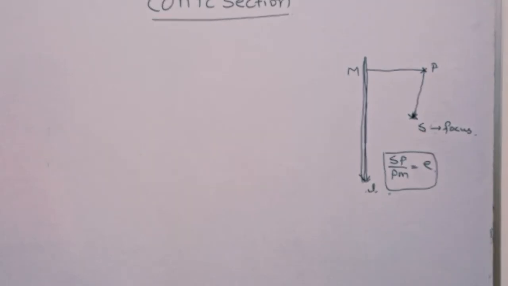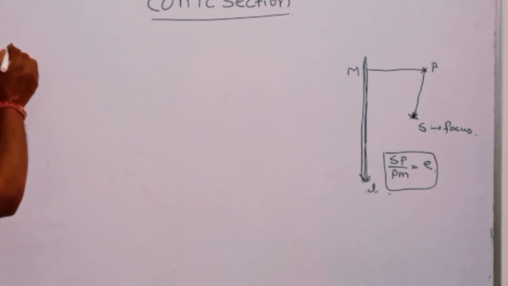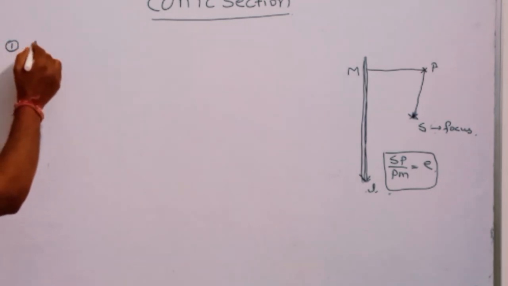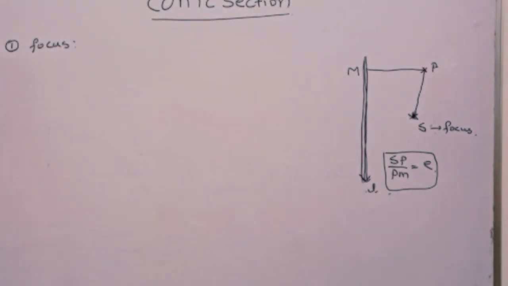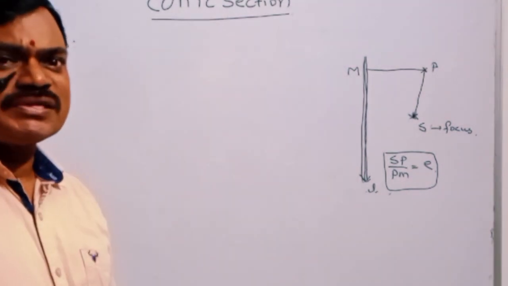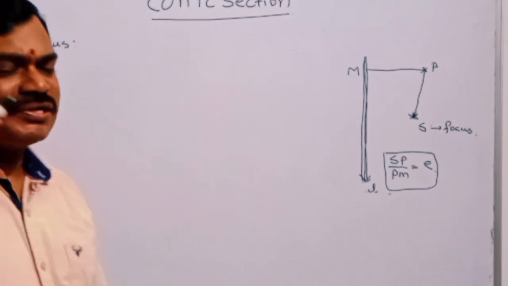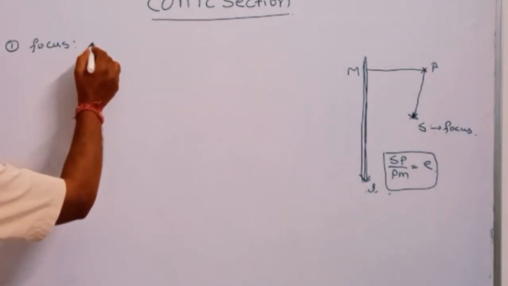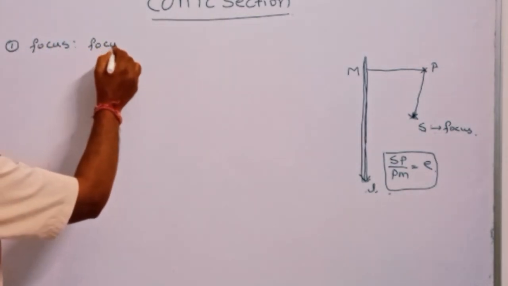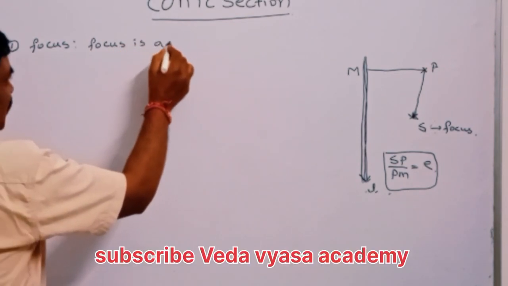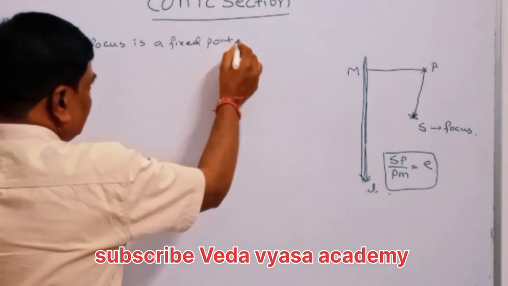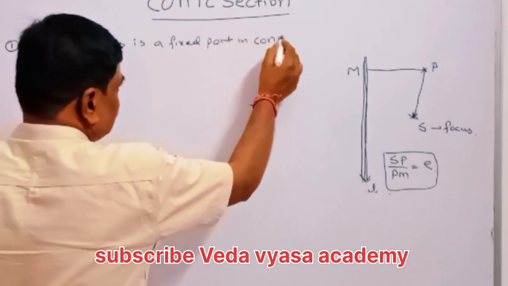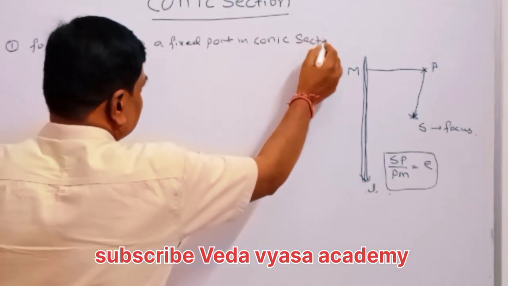Important notations in conic section. What are the important notations? First one, focus. Focus is a fixed point in conic section.